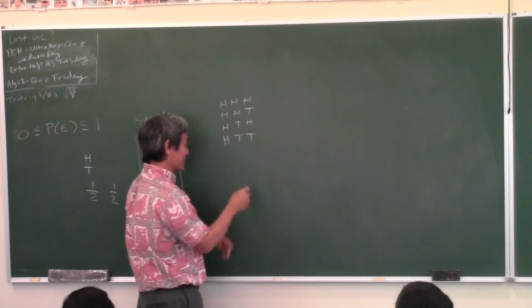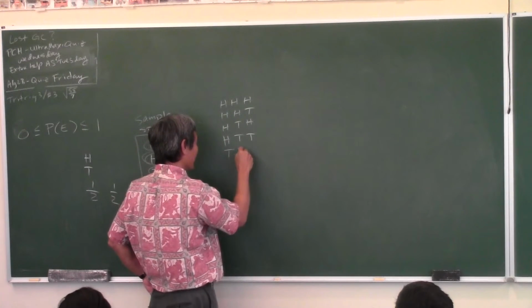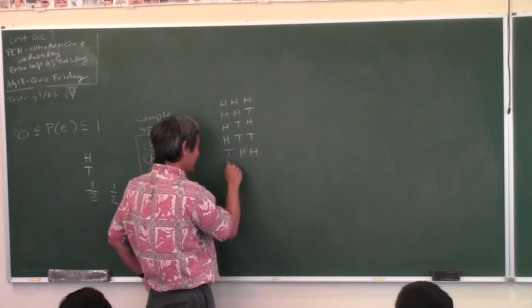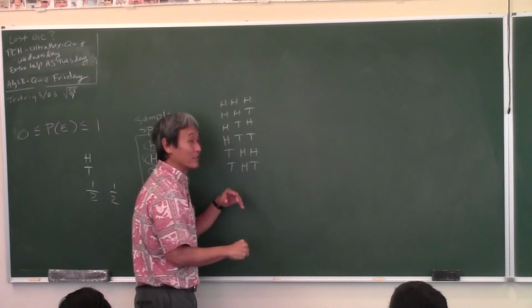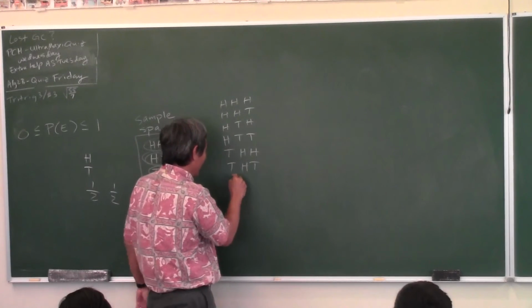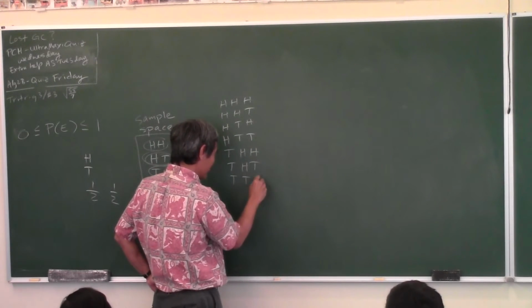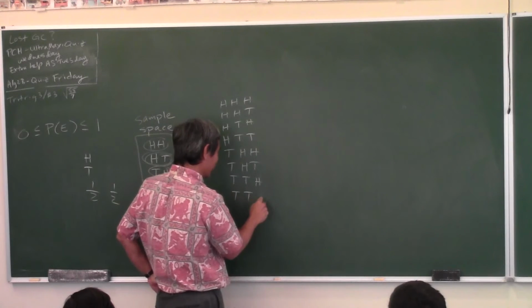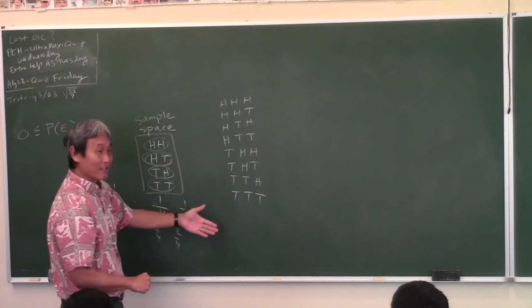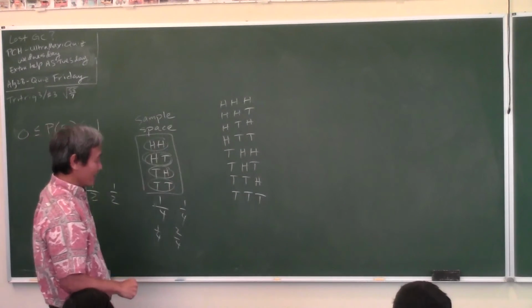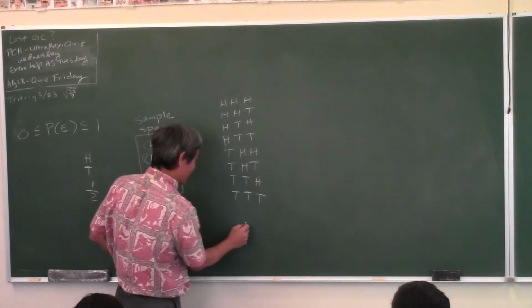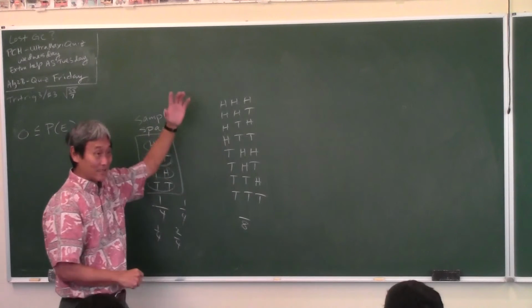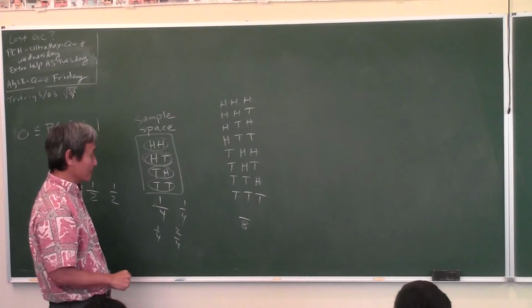Now let's do the ones that start with T. T, H, H, T, H. H comes before T. T, T, H, and finally T, T, T. See how there's 8 things in there? That's all. So anytime you toss a coin 3 times, the probability is going to be something out of 8 because that's how many elements there are in the sample space.